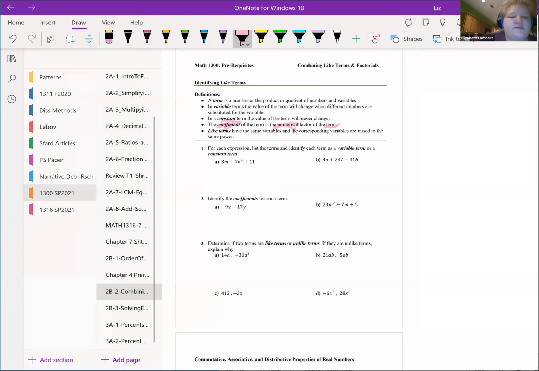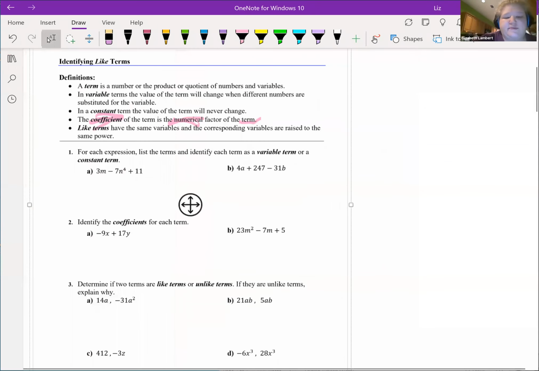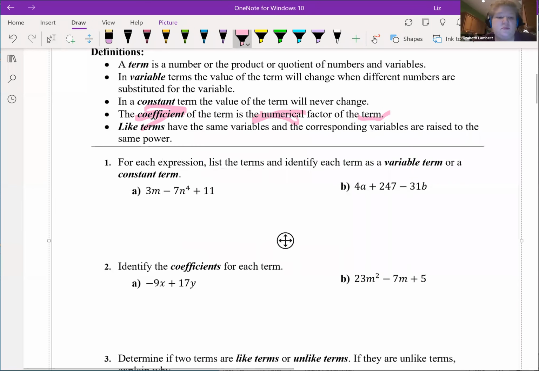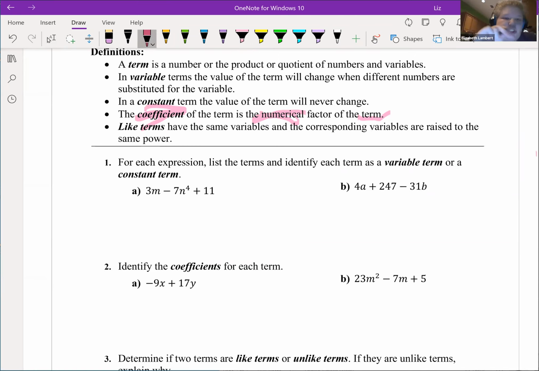Okay, let's do this. So in each expression, because there are no equal signs here, so these are expressions, list the terms and identify each term as a variable term or a constant term. So this is just to reinforce the definitions we just went over. So I have 3 smushed next to m, so that's 3 times m. There's a variable in it, so it's a variable term.